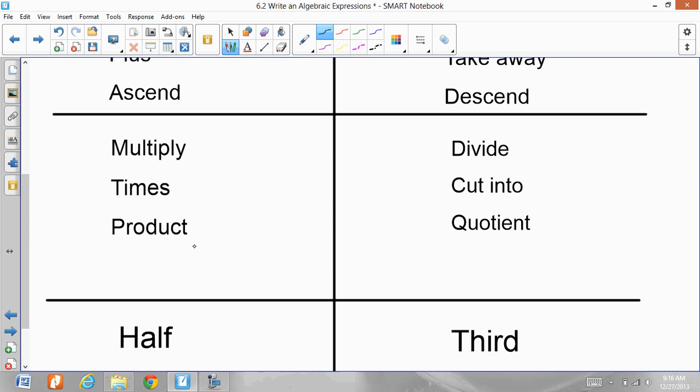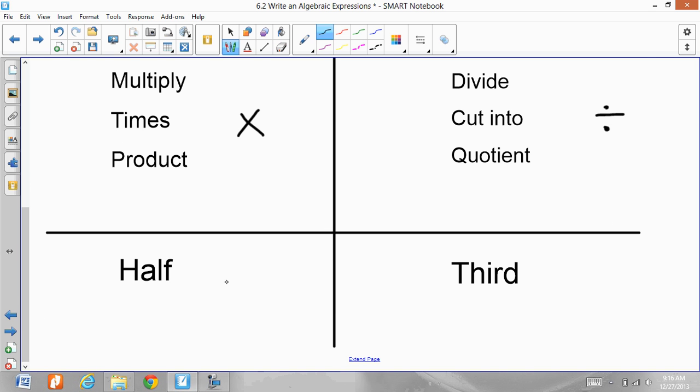Multiply, times, product means the operation is multiplication. Divide, cut into, quotient means division. The division symbol can also look like a fraction symbol. Half means divided by 2. Third means divided by 3.